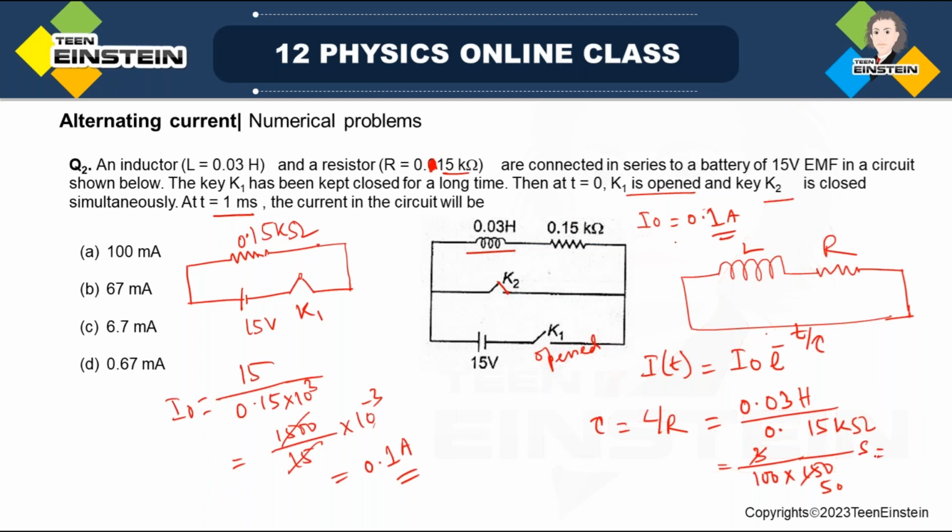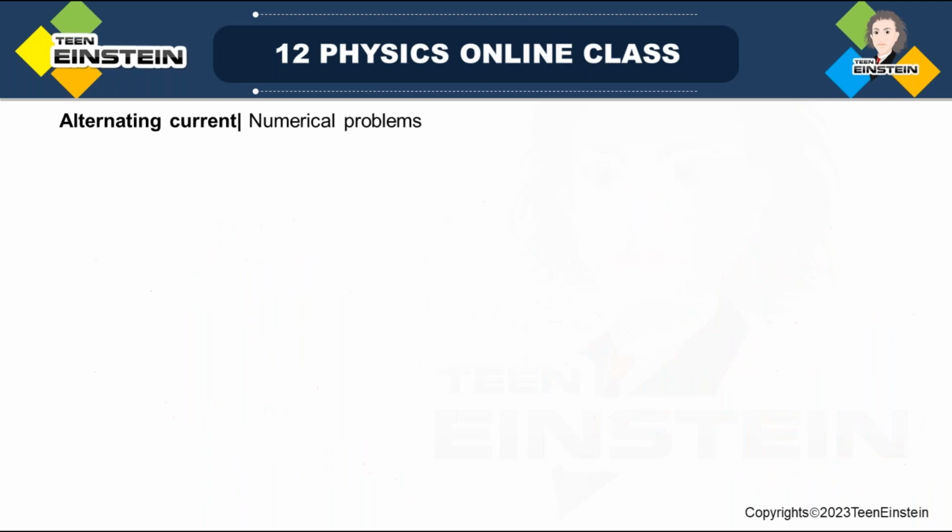Actually, this is in second. That means you get 1 over 5 into 10 to the power minus 3, which is actually millisecond. 1 over 5 ms. All right. So now if we just put it here, I don't know whether I have space. Yes, I have space here.